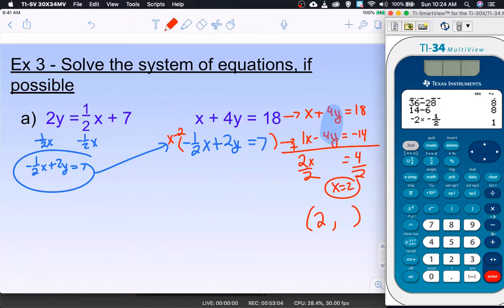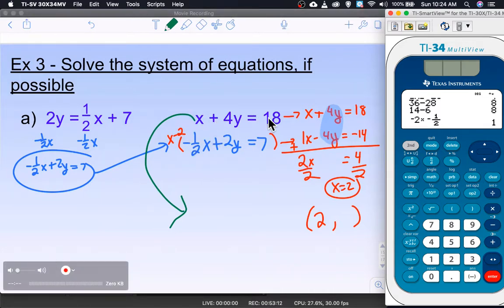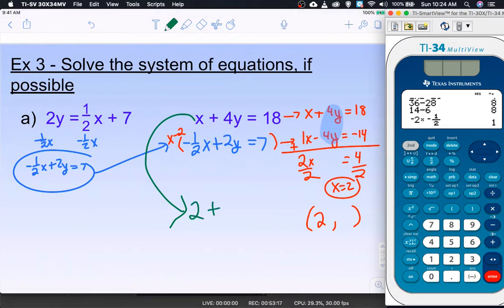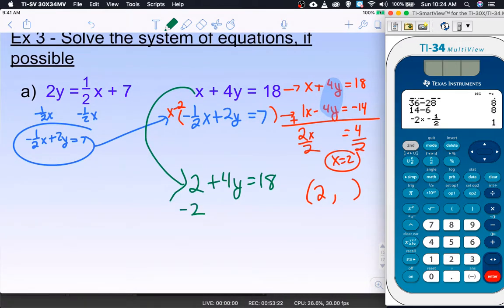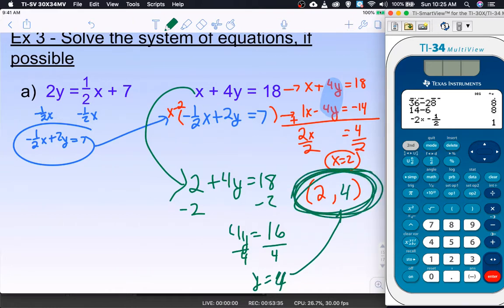So I guess I'm going to pick, here, I'll use green, this equation here. It's the most straightforward equation. There's no fractions, there's no negatives. So I'm going to plug in 2 for x, and then solve. I'm going to subtract 2 on both sides. 4y equals 16. Divide by 4, and y equals 4. And there's my solution, the point 2, 4. So these two lines intersect at that point 2, 4.